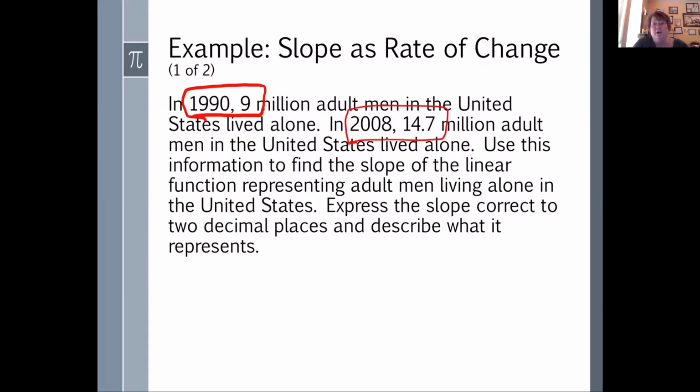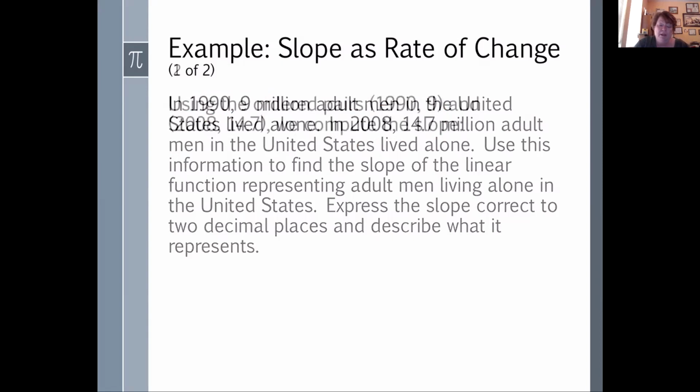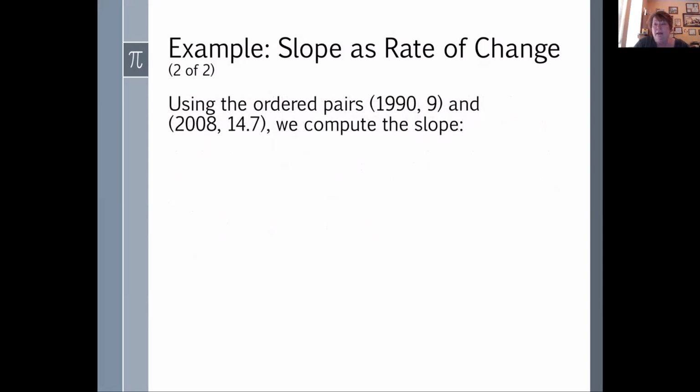The number of adult men living alone depends on what year we're in. So my 2 ordered pairs are going to be 1990 and 9, and 2008 and 14.7. So now that I have my 2 ordered pairs, I can find the slope.